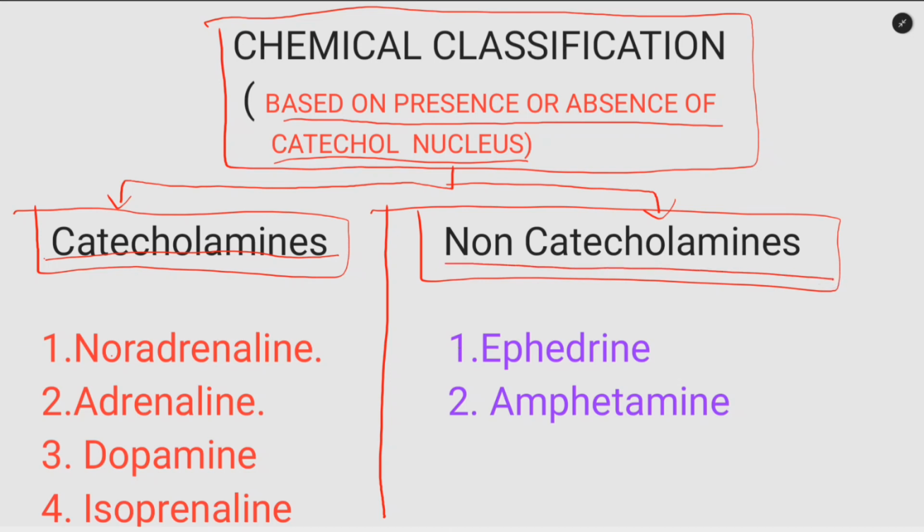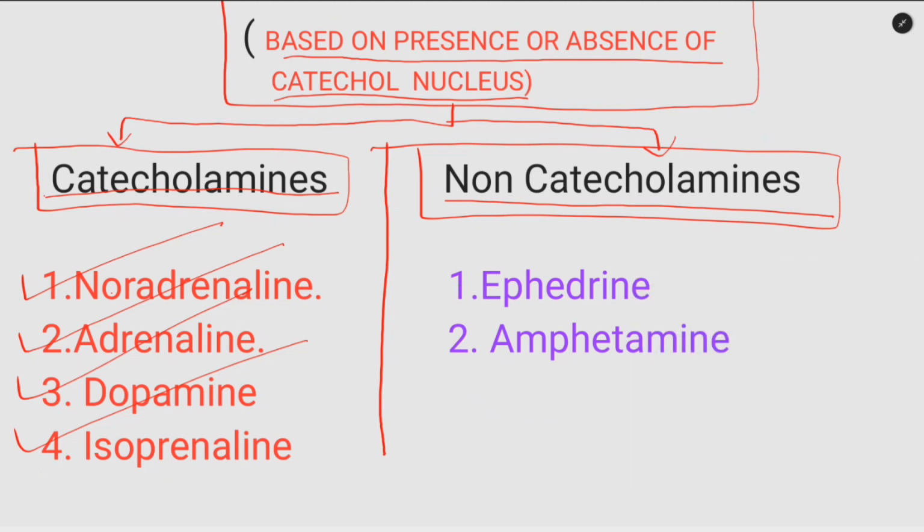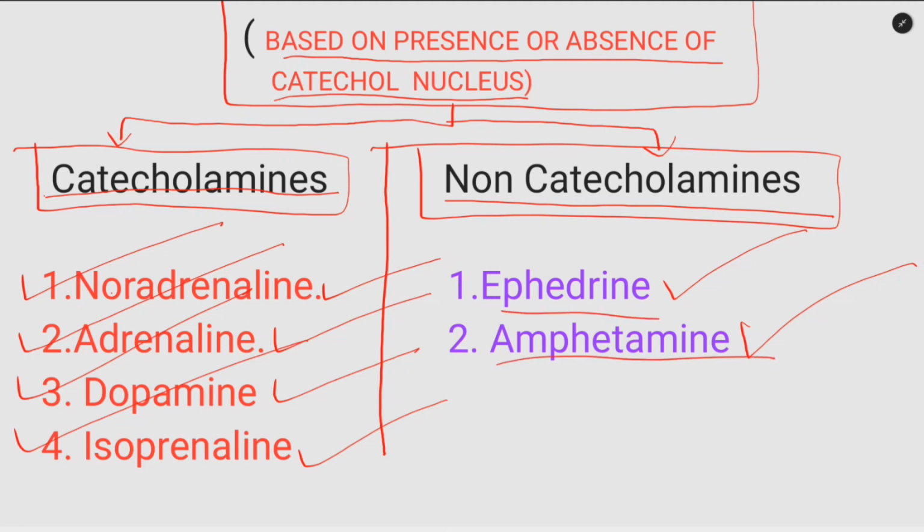The examples of catecholamines are noradrenaline, adrenaline, dopamine, and isoprenaline. Isoprenaline is synthetic. The examples of non-catecholamines are epinephrine and amphetamine.